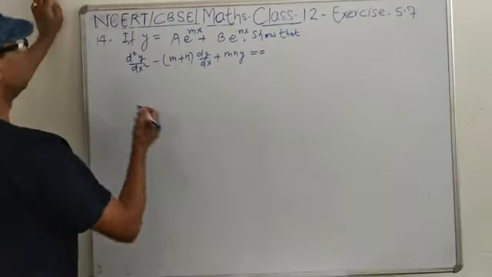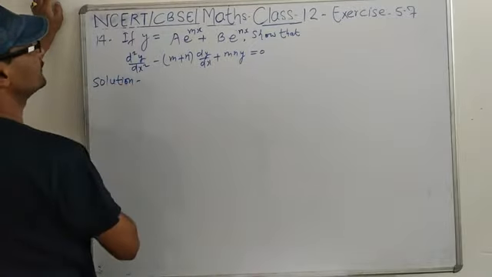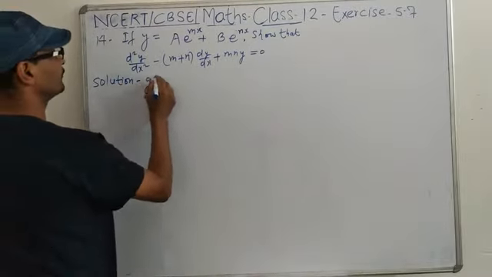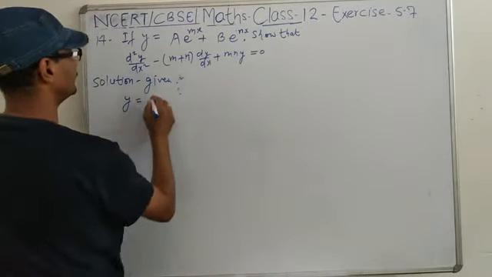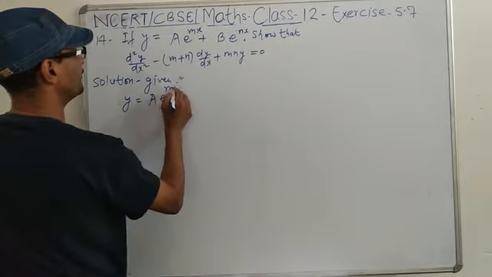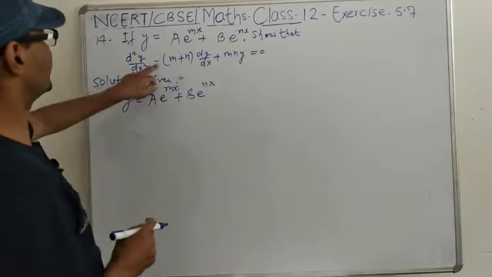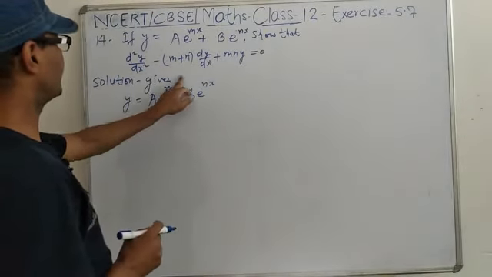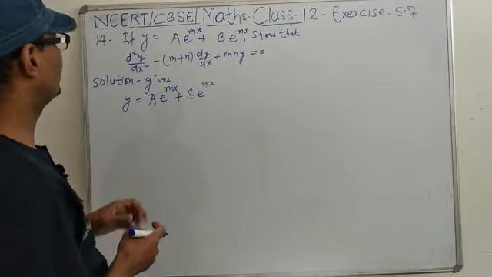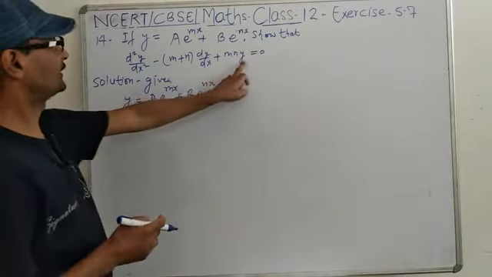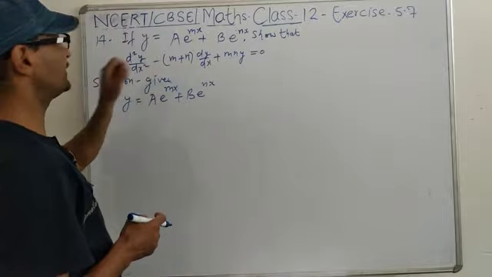So we solve this. Given y is equal to a e power mx plus b e power nx. Actually we have to prove this, and like previous questions we will do the second order derivative. We have y, we need dy by dx and also d2y by dx square.